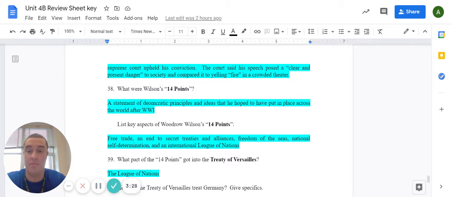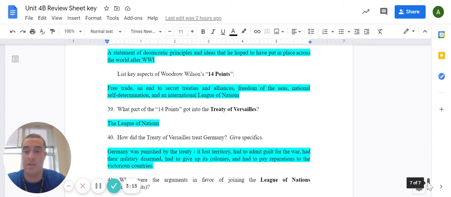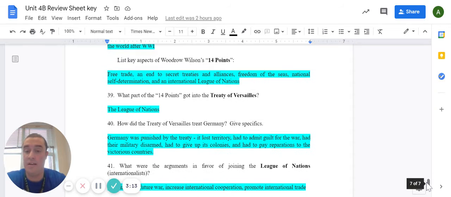38, what were Wilson's 14 points? So the 14 points were basically a statement of democratic principles and ideas that Wilson put in place that he hoped would be established across the world after World War I. Some of the key aspects of the 14 points were the idea of free trade, an end to secret treaties and secret alliances, freedom of the seas, national self-determination, which means that people basically get to make decisions for themselves about what their country is going to do, and the establishment of an international League of Nations to promote international cooperation.